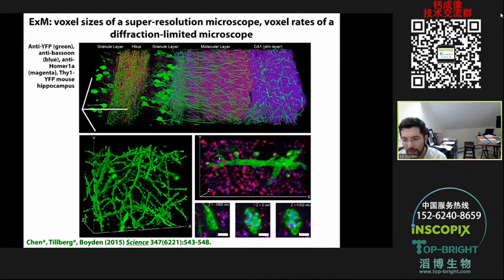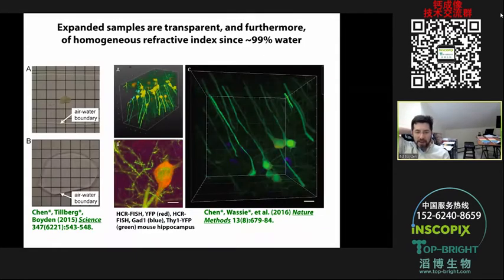I'll just give you an example here. Shown in the upper left is a piece of brain before we expand it, and the lower left is a piece of brain after we expand it. If you expand something 100 times in water, it's 99% water, and that means it's basically completely transparent. So that means we can do clever tricks like light sheet microscopy, where you shine light from one side and take a picture at a 90-degree angle.